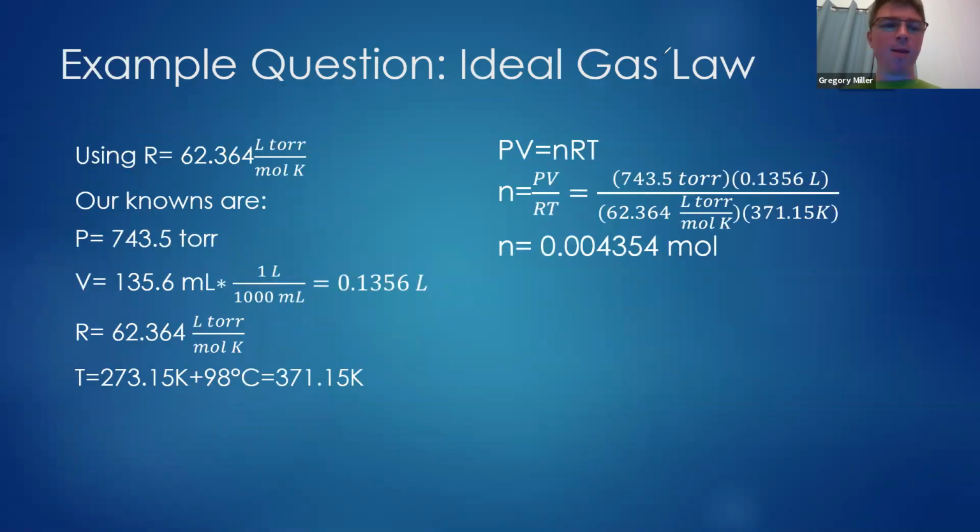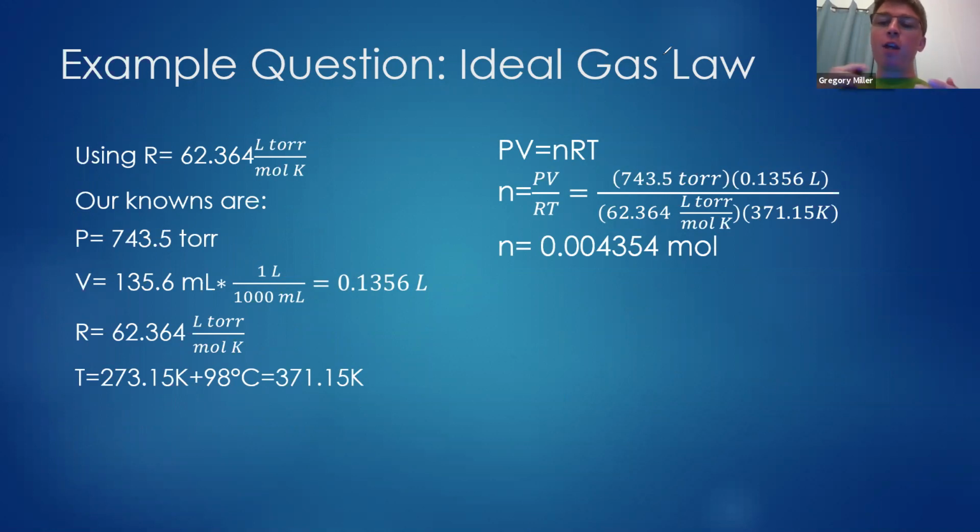We use the other one. The only thing that changes is our pressure is now in torr, and the pressure we were given in the question is actually in torr, so we don't need to convert it. Everything else we did need to convert. And we plug it in and we get exactly the same number.